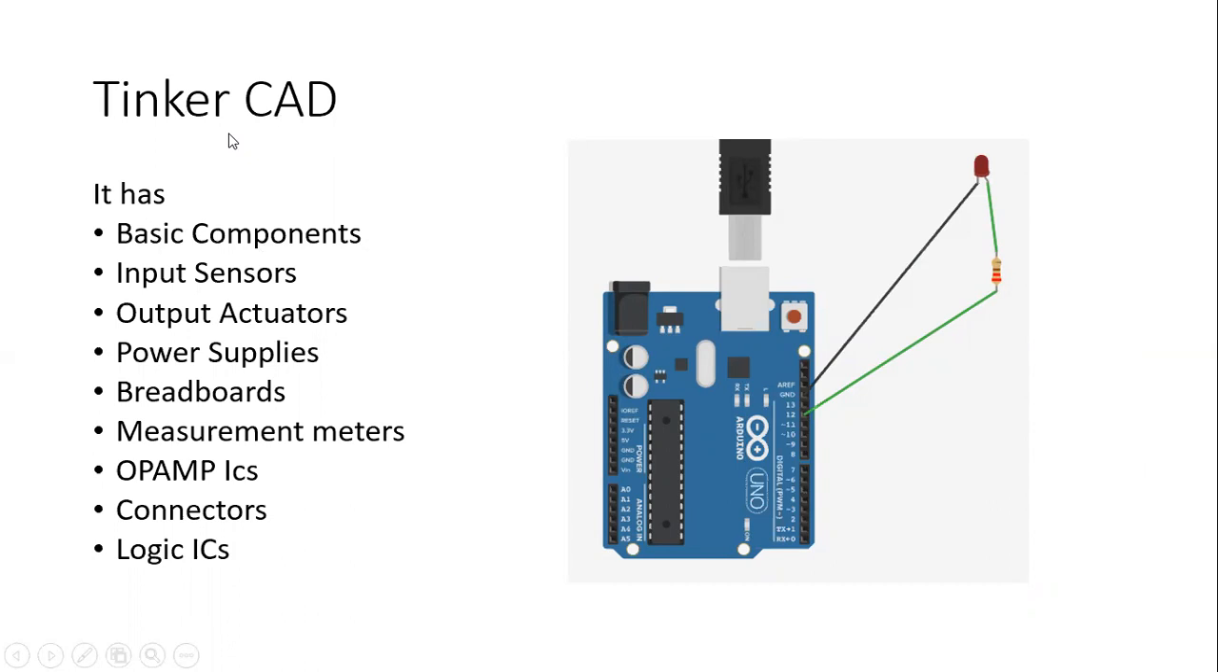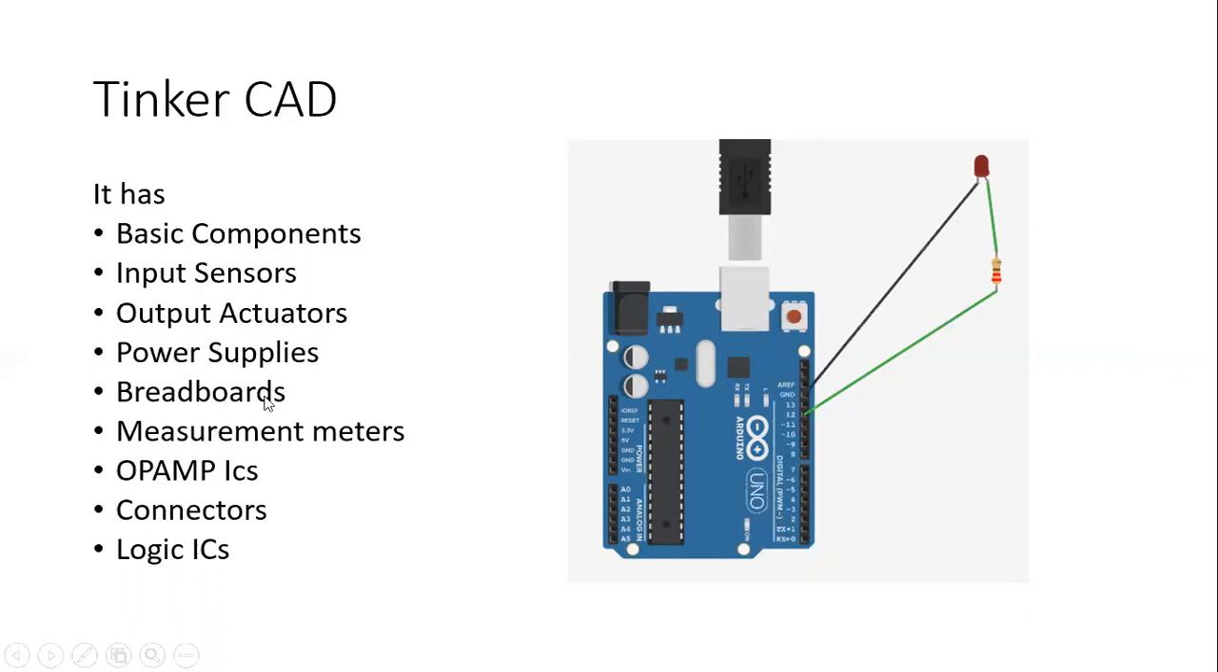This is the kind of features available under Tinkercad. There are basic components like resistors, capacitors, and LEDs, input sensors like proximity sensors, light detectors, buttons and keyboard, and output actuators like stepper motor, DC motor, servo motor, and the LED is also a kind of output actuator. Then power supplies: you can have variable supplies or different 1.5, 3, 5, 10 and 12 volt supplies.